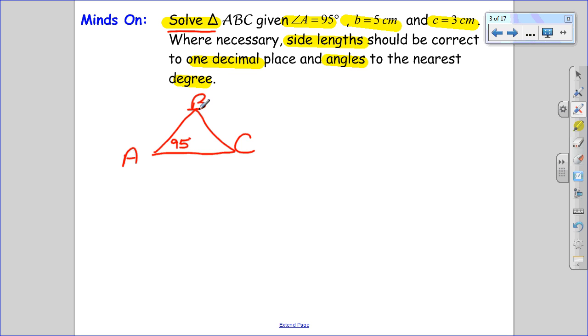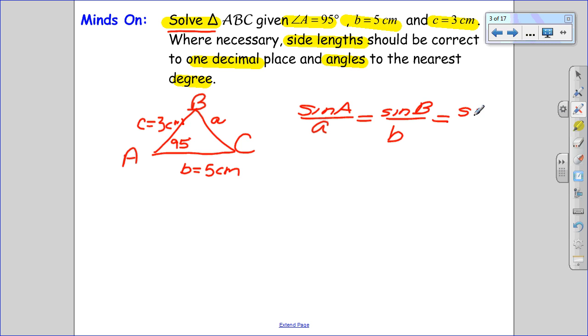Angle A is 95, side B is 5 centimeters, and it's opposite angle B. And side C is 3 centimeters, and it's opposite angle C. Now it's not a right triangle, so I know I can't use SOHCAHTOA, so I'm going to try my sine law. And I write my sine law out. Sine A over A is sine B over B equals sine C over C.